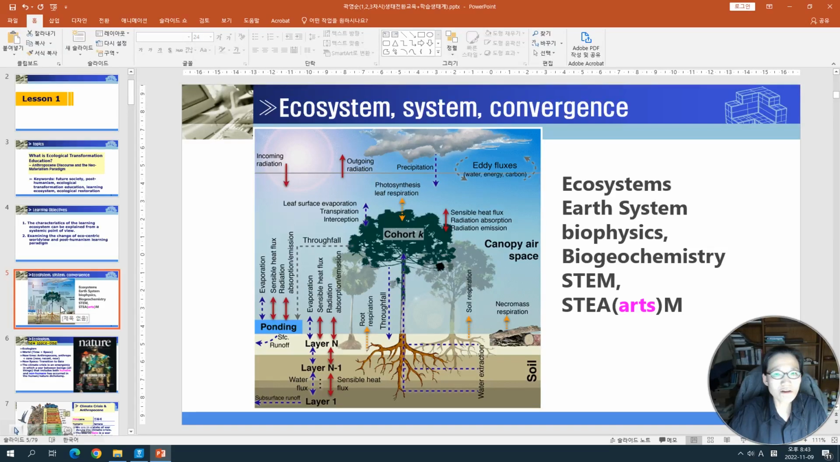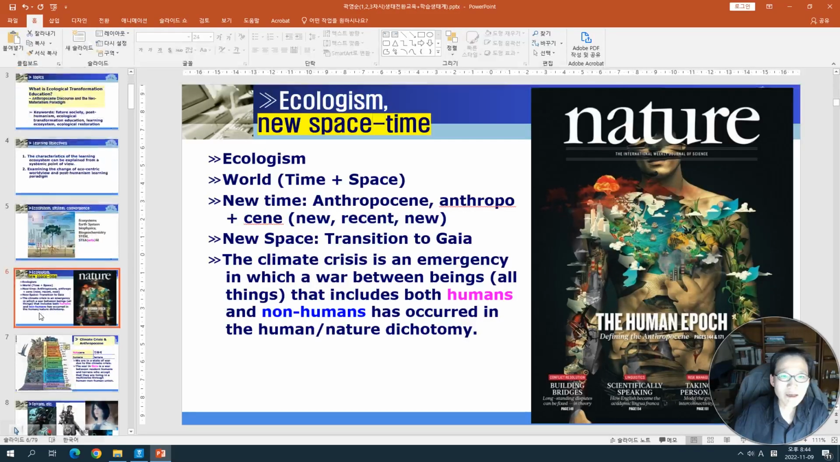As you well know, these days it's all about system. They use a system all over the world. The first one is ecosystem. We also use Earth system, and they also integrate, cross over, or converge subject areas or discipline areas such as biophysics and biogeochemistry. And science educators are also familiar with the STEM or STEAM education. It's a kind of integration or convergence among science, technology, engineering, art, and mathematics. And besides this, today I will talk focusing on ecologism.